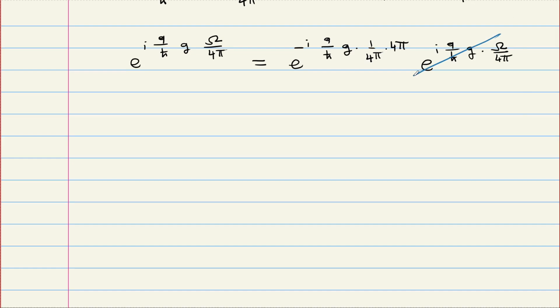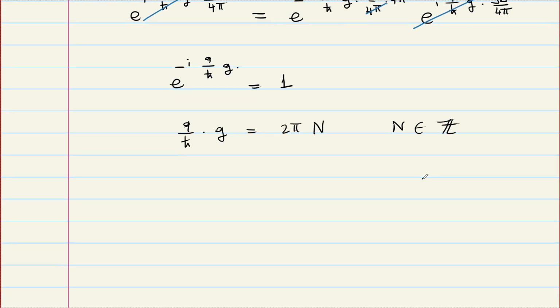Now this term and this term are exactly the same. That means this 4 pi and this 4 pi also cancel. That means this thing is 1. And for this to be 1, what do I need? Right, this needs to be 2 pi. q over h bar times g should be equal to 2 pi n, up to an integer, and n can be positive or negative integers. Therefore, we found a quantization condition.